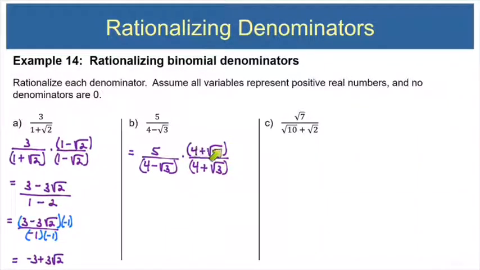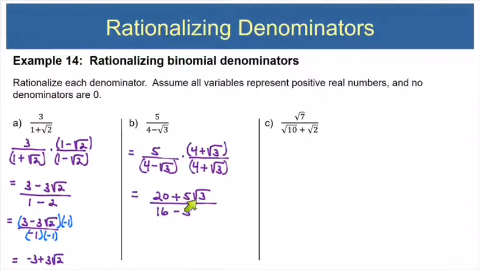Now distributing in the top, 5 times 4 is going to be 20, and 5 times square root of 3 is going to be just that. In the denominator, we have a sum and difference of the same two terms. So first times first is going to make 16. The outer and inner are going to add up to 0, and last times last is going to make minus 3, because remember, a radical times itself removes the radical.